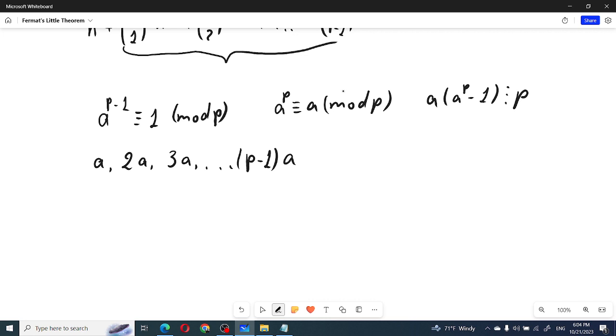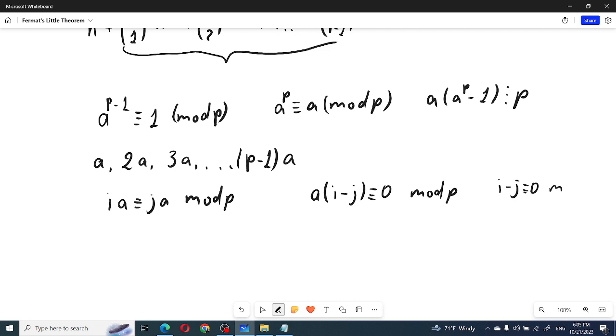Suppose, for contradiction, that i times a equals j times a mod p. If we take a out of brackets, we will get that a times i minus j equals 0 mod p. If we use the fact that a is coprime to p, then we get that i minus j is equal to 0 mod p. And clearly this is impossible because both of these numbers are less than p. So all these numbers must be a permutation of the numbers from 1 to p minus 1.